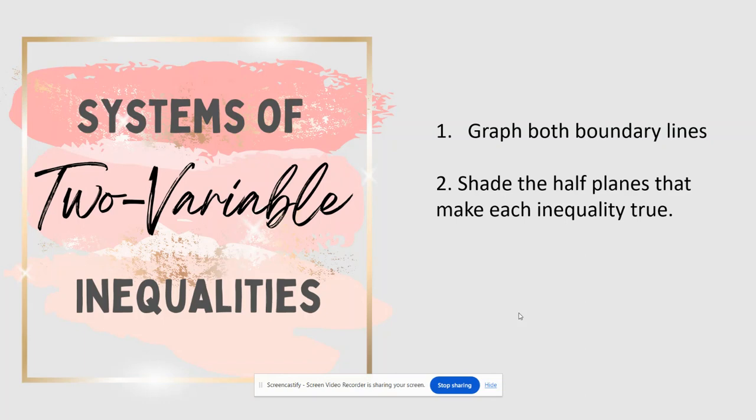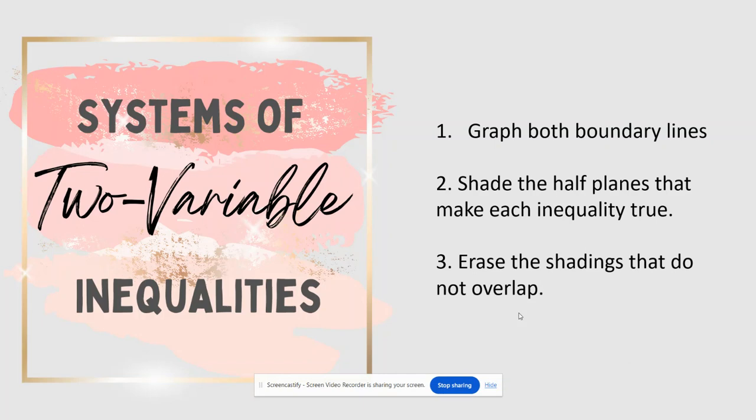okay? So we're used to already shading the half plane that makes one inequality true, so this is really no different. We're just going to shade each half plane that makes each inequality true. So we're going to have two different areas that are shaded. And the third part is we're going to erase the shadings that do not overlap. So what that's saying is the overlap of the separate inequalities, the overlap shaded area is actually our solution to that system of two variable inequalities.